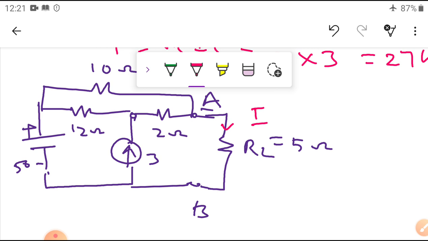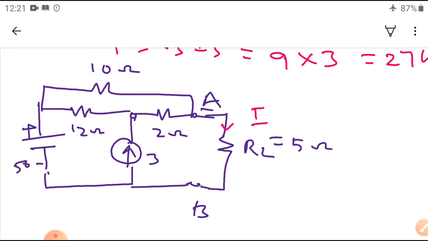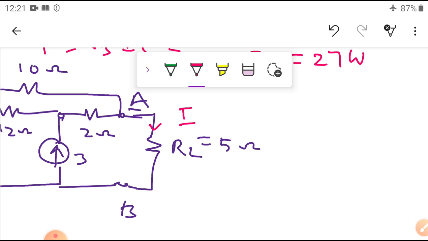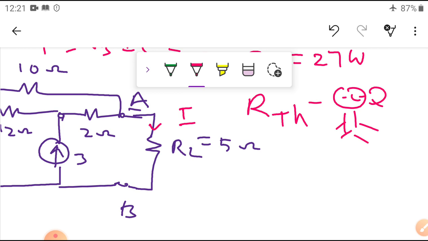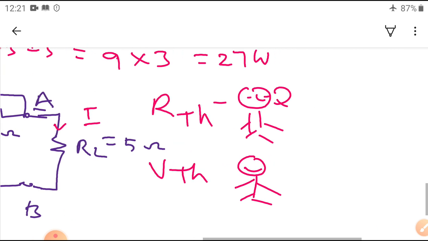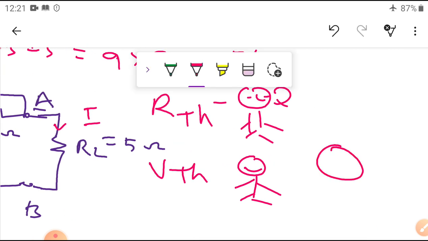Okay, apply the same rules and regulations. First step, let us do. Here the first step, we are going to calculate first R Thevenin, your mother. Next V Thevenin. After that you are going to calculate your father. Okay, so after calculating the R Thevenin and V Thevenin, then write the equivalent circuit, of your mother and father, ready at the darbar, R Thevenin and V Thevenin.